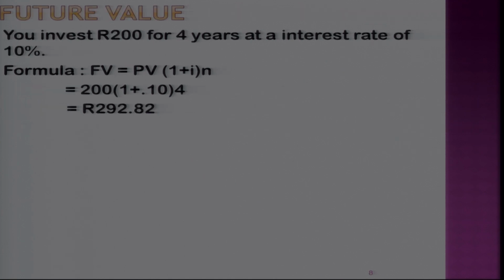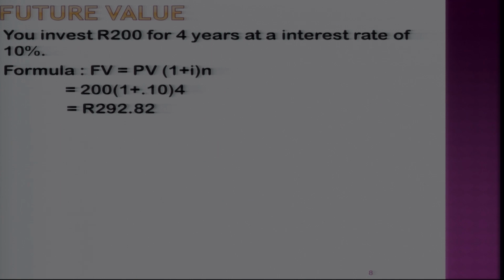Okay, it just says you invest 200 Rand for 4 years at an interest rate of 10%, right? Now there we're saying we want you to calculate the future value. Then you're going to apply the formula, which is PV. Remember, they want you to calculate future value, so they will give you present value. The present value is 200. The 1 stays the same, the I is 10%, and the N is 4 years. And then you just put it in the formula, and then you calculate it.